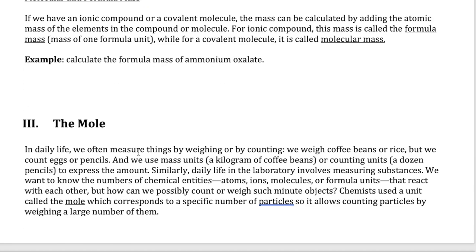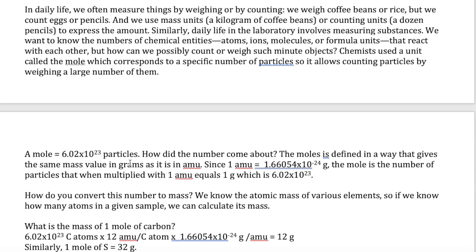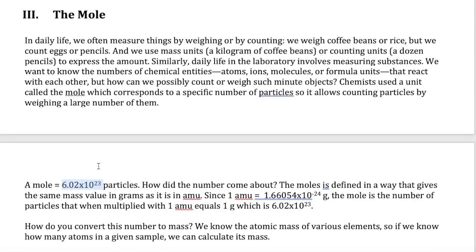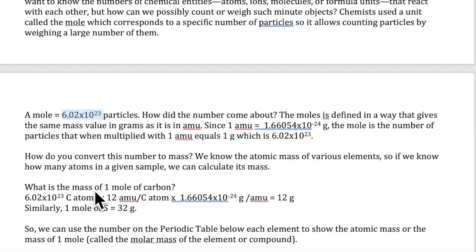Now the question is, how can we convert the mass of one atom to the mass of 1 mole of atoms? And the conversion number that you need, such that the two numbers are exactly the same with each other, is 6.02 times 10 to the 23rd. Okay, so if this concept is not clear to you, let me walk through that with you right here.